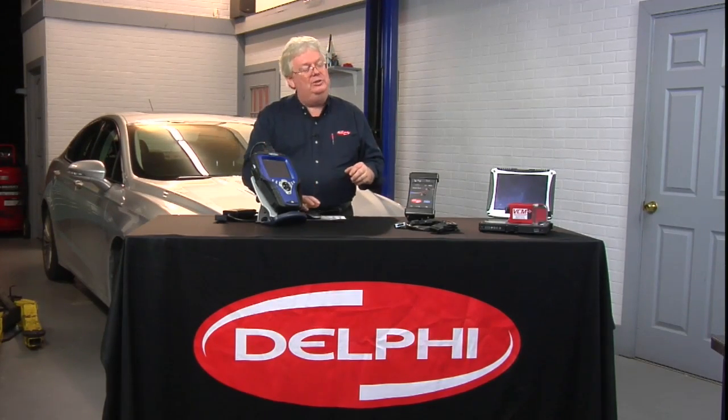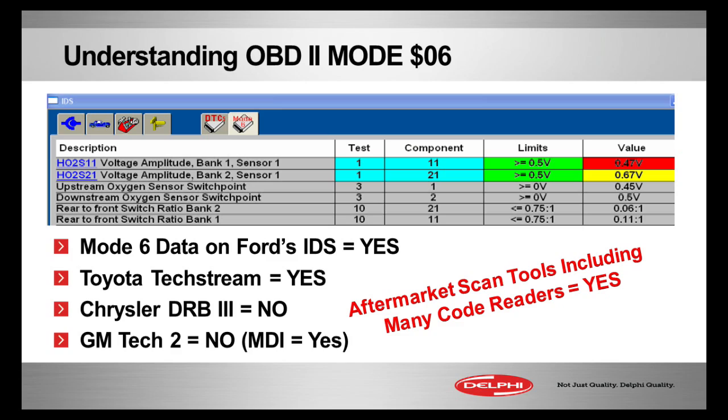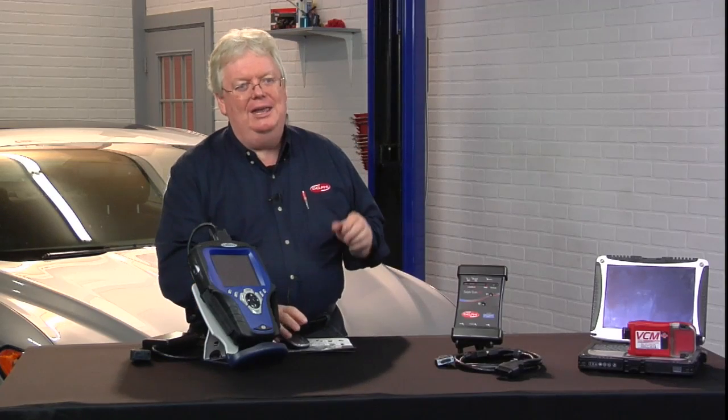All the aftermarket tools, though, they all have mode 6, as well as most of your code readers. The code readers won't put it in really easy to use format, but they have mode 6. So this is something primarily the aftermarket has had, and the factory tools have recently started adapting.